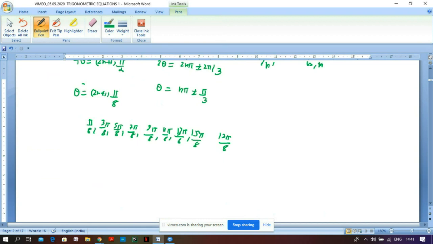They will just be outside 2 pi, so they are not included. So we can stop here, and this is 1, 2, 3, 4, 5, 6, 7, 8. So you have got 8 values in the interval.